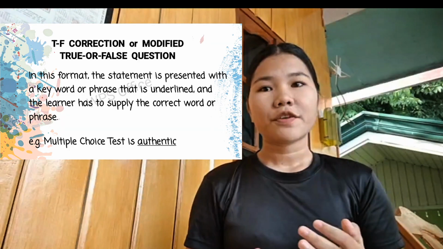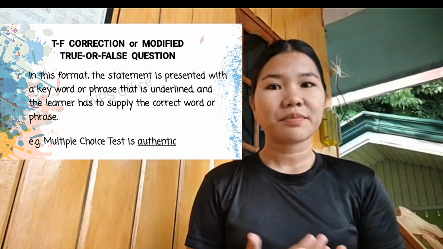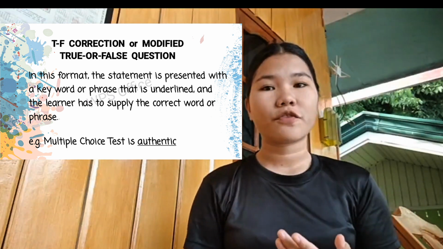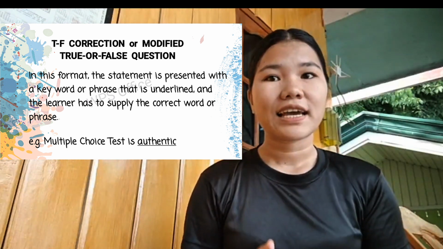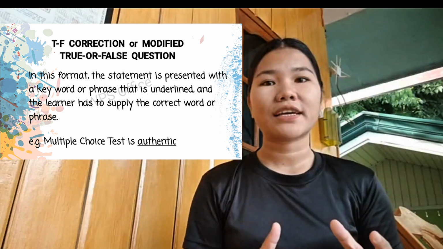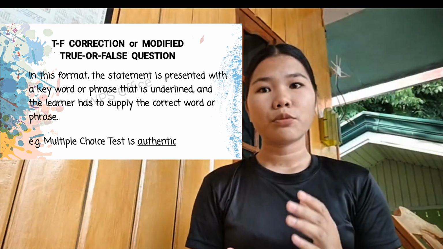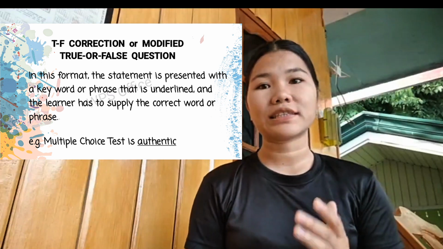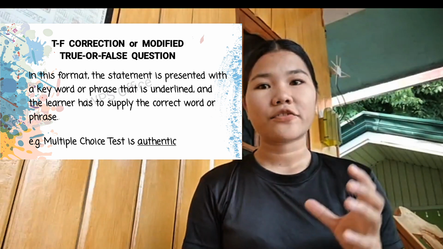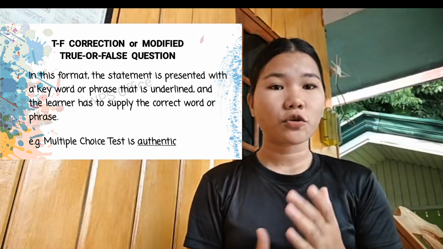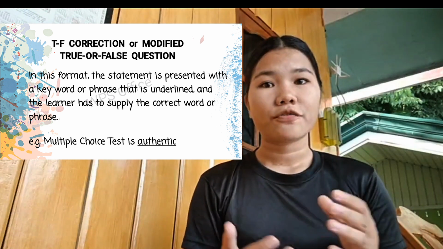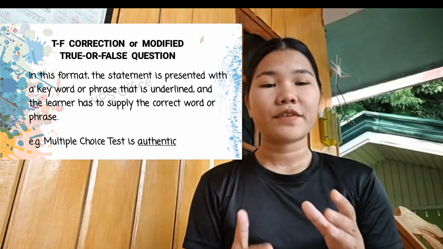In definition, in this format, the statement is presented with a keyword or phrase that is underlined, and the learner has to supply the correct word or phrase. For example, multiple choice test is authentic. The underlined word is authentic, so you need to identify the correct answer for the underlined word if it is false.